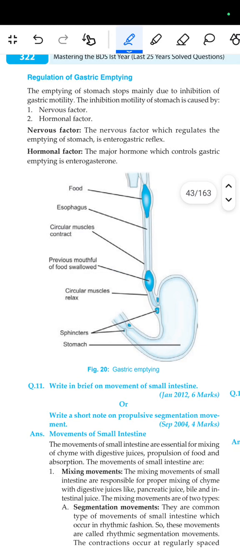Then comes regulation of gastric emptying. The emptying of the stomach stops mainly due to the inhibition of gastric motility.